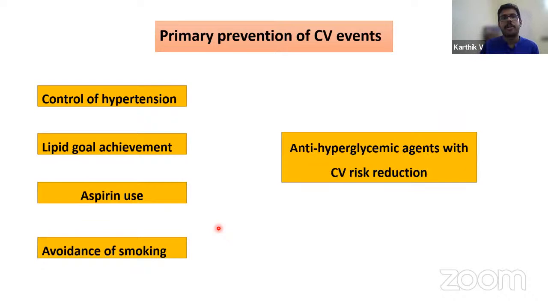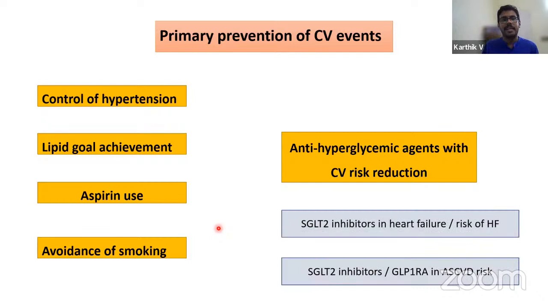So which are those drugs? If the patient has any risk factor for heart failure, or in fact has features of heart failure, then SGLT2 inhibitors are the preferred ones. Or if the patient just has coronary artery disease or PVD, you can either start the patient on SGLT2 inhibitors or GLP-1RA or a combination of both. So if your primary aim is cardiovascular risk reduction, the patient should have either of these two drugs or the combination in the prescription. That is very important.